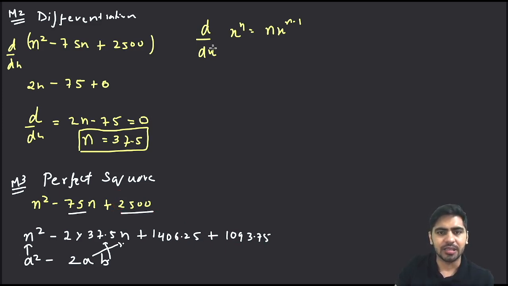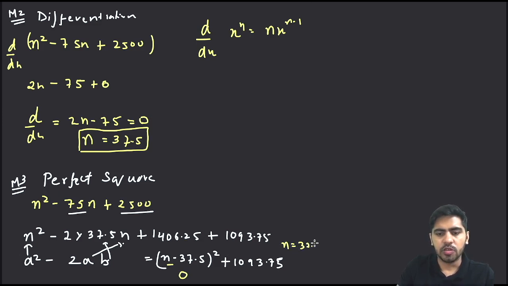So this is going to give me n minus 37.5 whole square plus 1093.75. Now, if you want this entire expression to be minimum, when will this entire expression be minimum? When this perfect square is 0. And when will the perfect square be 0? When the value of n is nothing but 37.5.